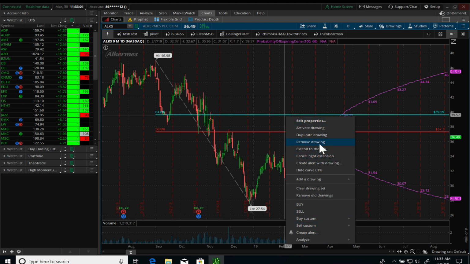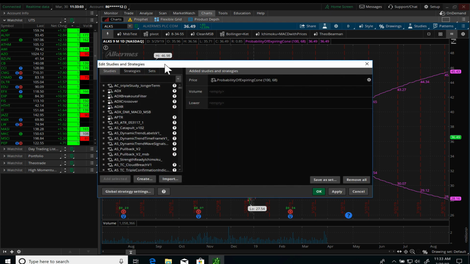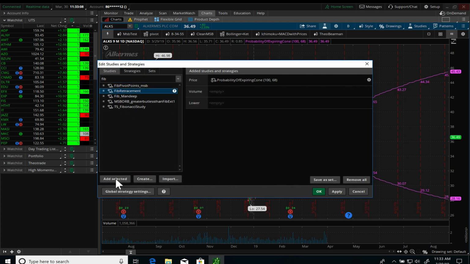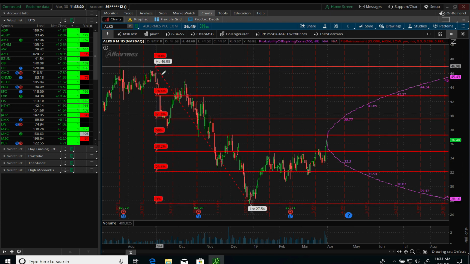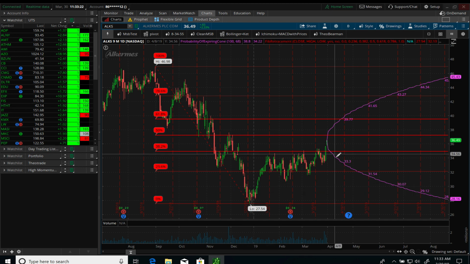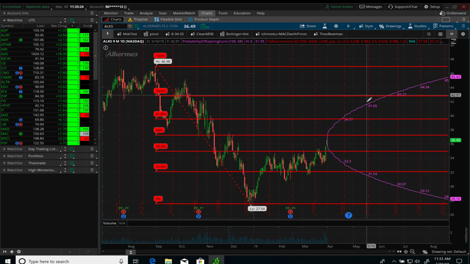So let's remove this drawing, and we'll have a study called Fib retracement, and I'm going to add that. So apply that study and add it, and now you see all these numbers, right? So this is 100, this is 0, this is the low and the high range, and now you have the Fib retracement drawn.